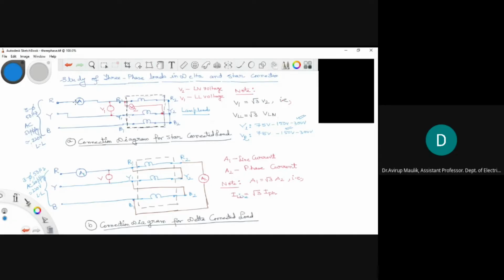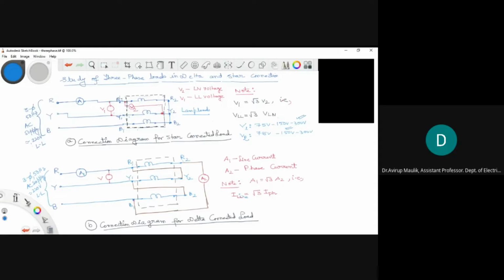R, Y and B are the three-phase terminals on the supply side. The supply is rated for 220 volts line to line. We have placed an ammeter A between terminals R and R1 to measure the line current. Terminal Y and Y1 are shorted, B and B1 are shorted. The voltmeter V1 is placed between R1 and Y1 to measure the line-to-line voltage, whereas voltmeter V2 is placed between R1 and Y2 to measure the line-to-neutral voltage.